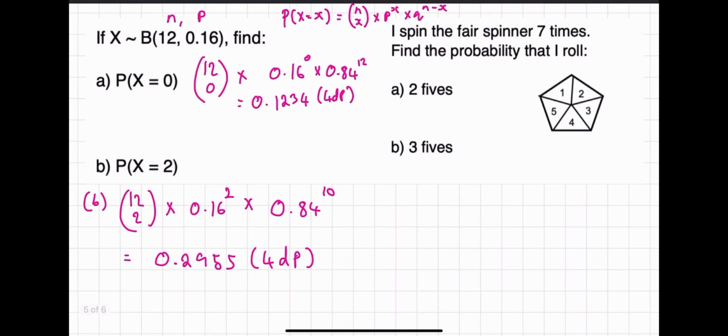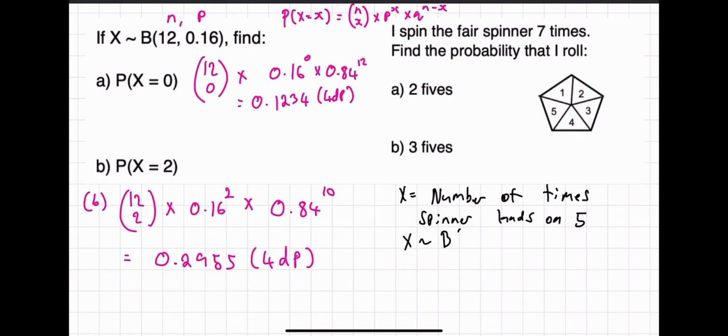So with this question, first thing I noticed is I don't have any defined variables. So I'm going to define x as x equals number of times spinner lands on 5. And let's look, how many numbers do we have? We have 1, 2, 3, 4, 5. We have 5. X is binomially distributed. How many trials? He's spinning it 7 times, so that is how many trials we have. And the probability of it landing on 5 is 1/5.